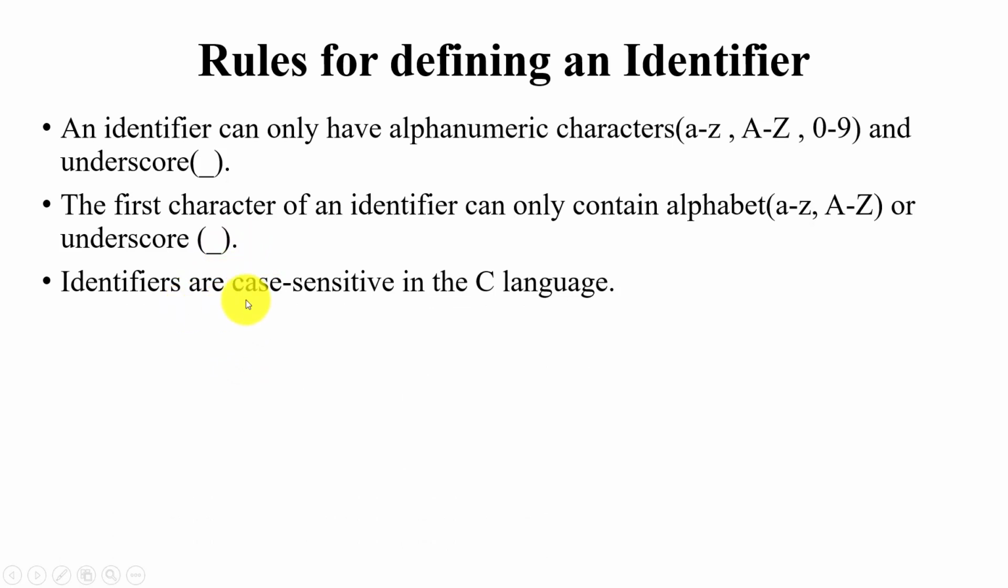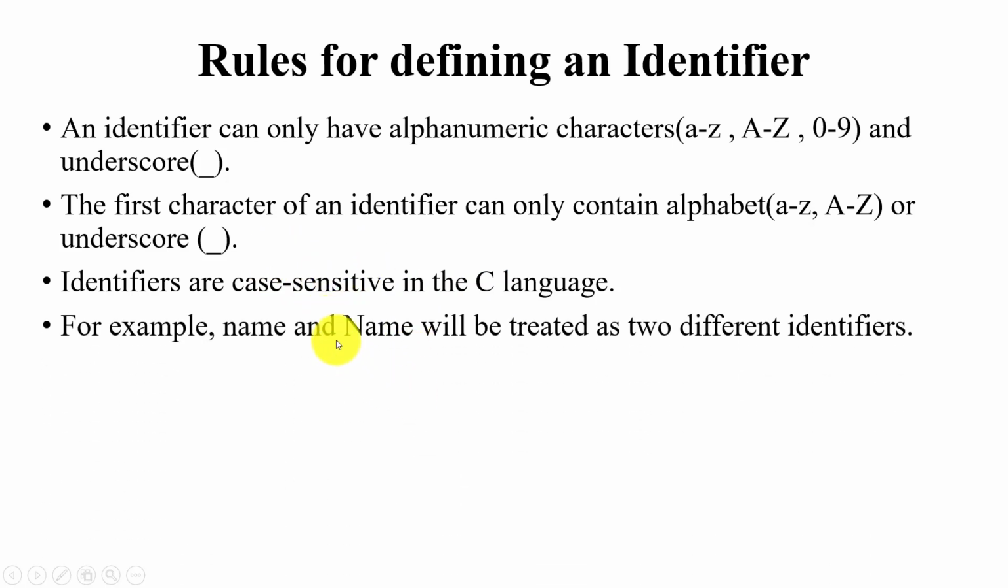The third rule, identifiers are case sensitive in C language. Now what is meant by case sensitive? For example, suppose I write name in small letters and another name whose first letter begins with uppercase. Now the compiler will treat these as two different identifiers, because identifiers are case sensitive and are treated as two identifiers.